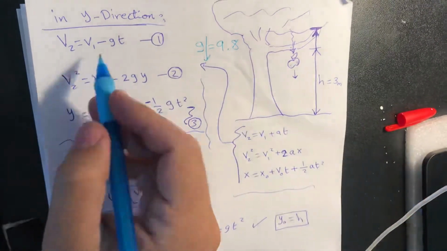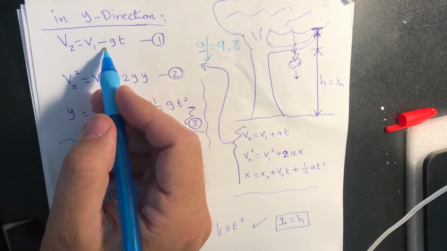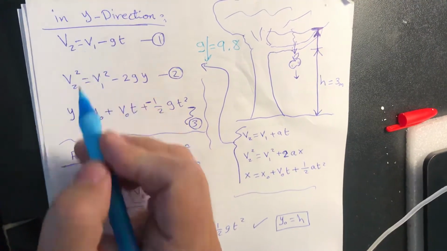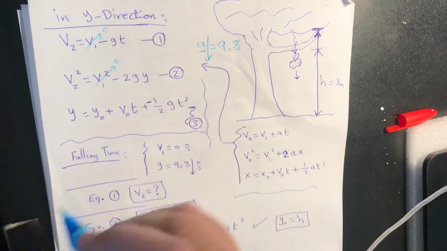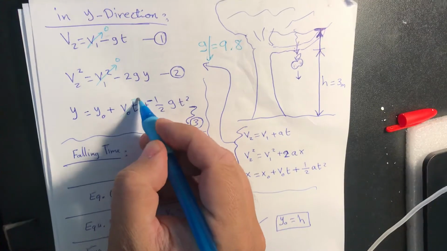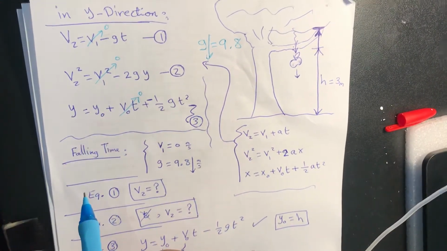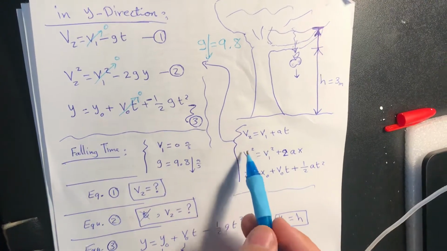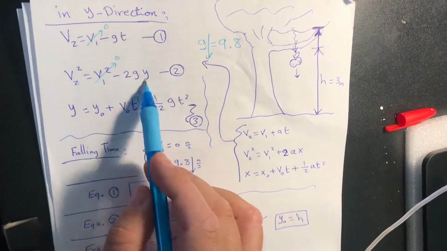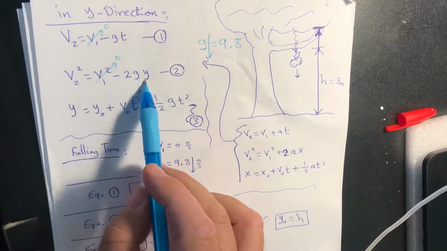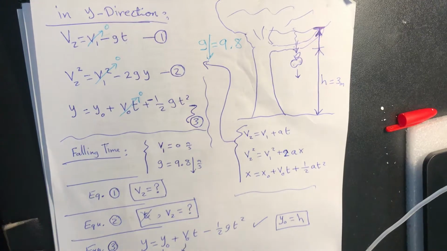Gravity is downward, so we give it the minus sign. v1, which is v initial, is equal to 0 because it is a free fall problem. Okay, v naught is equal to 0. We have the three equations, the three relations in the y direction. We don't have x, we have y. If we use y, the total altitude, which is at 3 meters, it's okay.